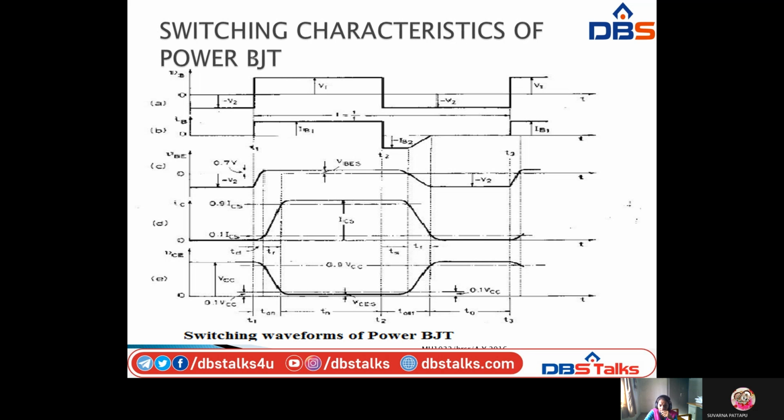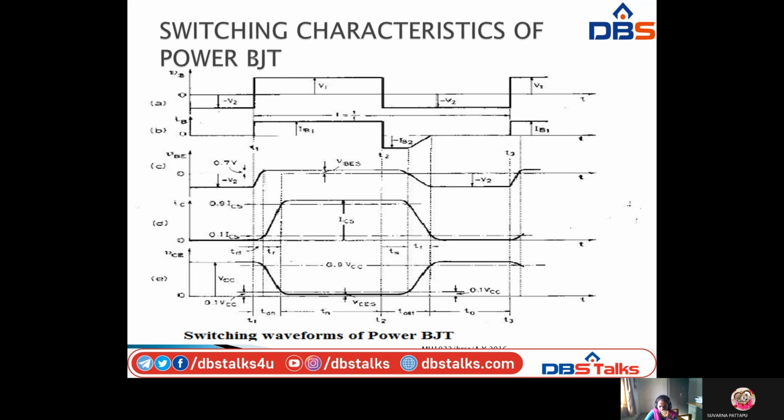Here the base current IB at the start will be 0. Whenever we give input to the base, the base current will flow through the circuit up to the negative cycle. Then it reaches negative polarity IB2 and conducts for some time, and then goes to 0. This is IB and VBE. VBE means base emitter voltage, which at the start is also 0, and at saturation it reaches 0.7 volts.